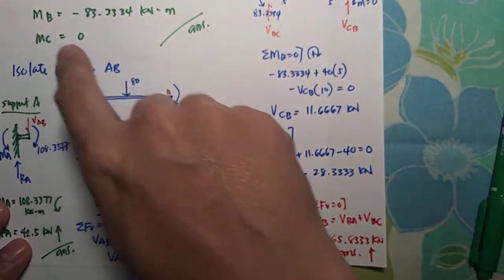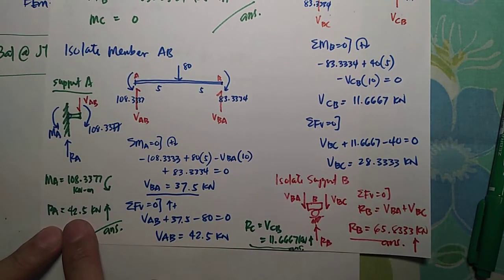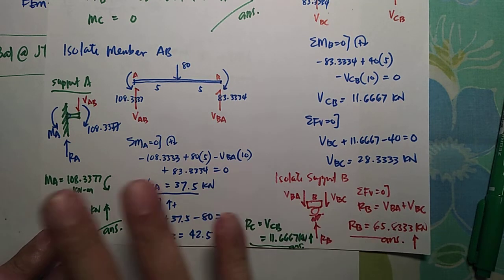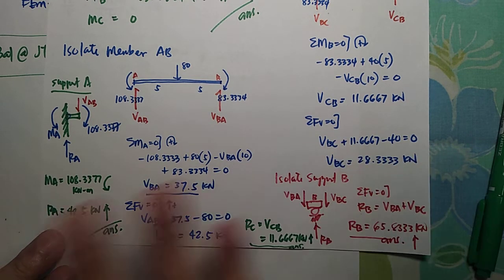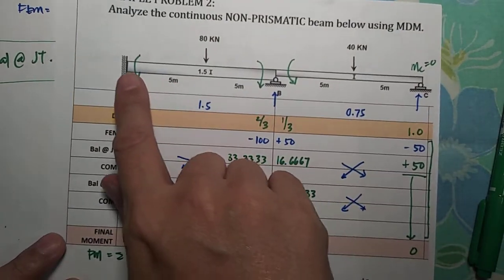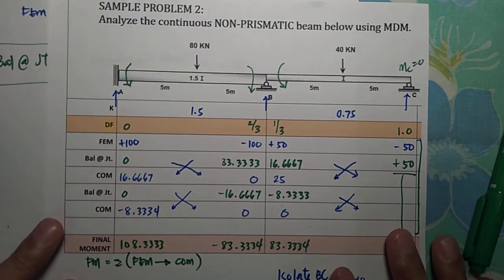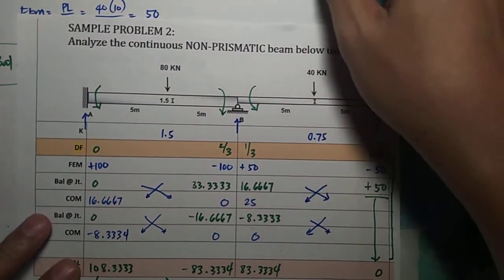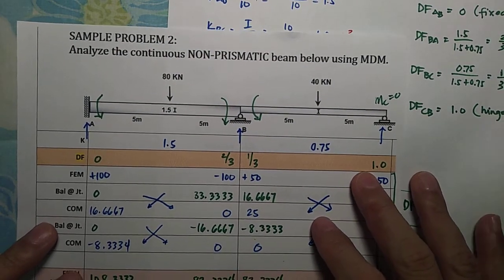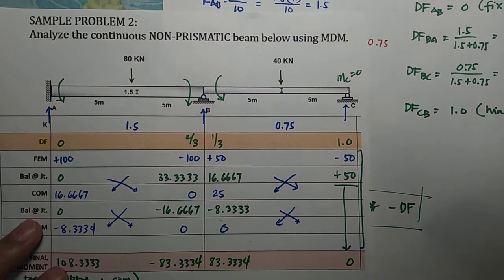So we have the moments at A, B, C, and we have reactions A, reaction B, and reaction C. So if we have calculated everything, so we could even draw the shear and moment diagram of this continuous beam na. So that's how we analyze continuous beam using moment distribution method. So this is my sample problem number 2 for MDM. So I hope you have learned something out of this discussion.